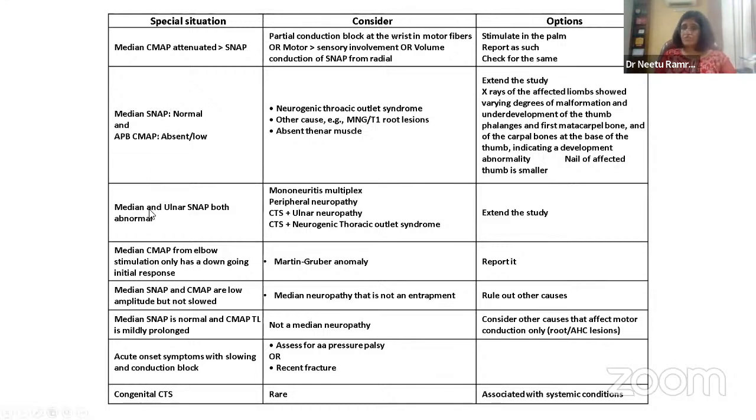Second situation, electrophysiologically, is that both the SNAPs are abnormal. So there, it may not be pure and simple CTS. You can have mononeuritis multiplex. You can have combination lesions, CTS and ulnar neuropathy, CTS and thoracic outlet. So if you're getting both abnormal, think twice instead of just labeling it as CTS.